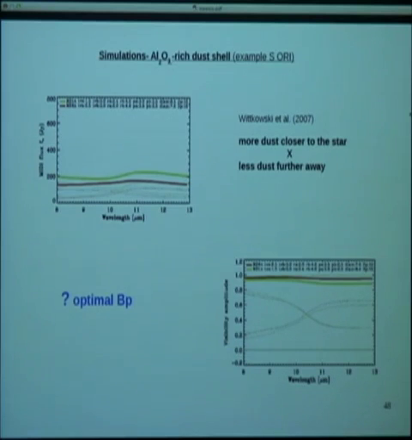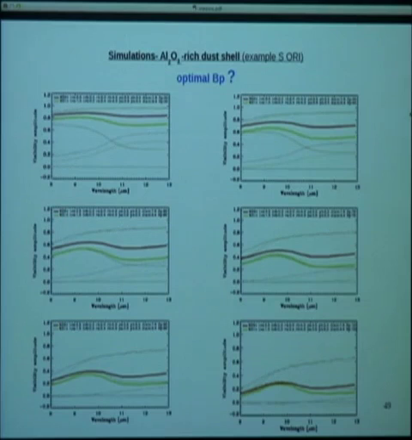So in this case, the star is with an aluminum oxide-rich dust shell, and you can see again flux versus wavelength, visibility versus wavelength. And we were comparing, and reproducing basically what he did see by observations.